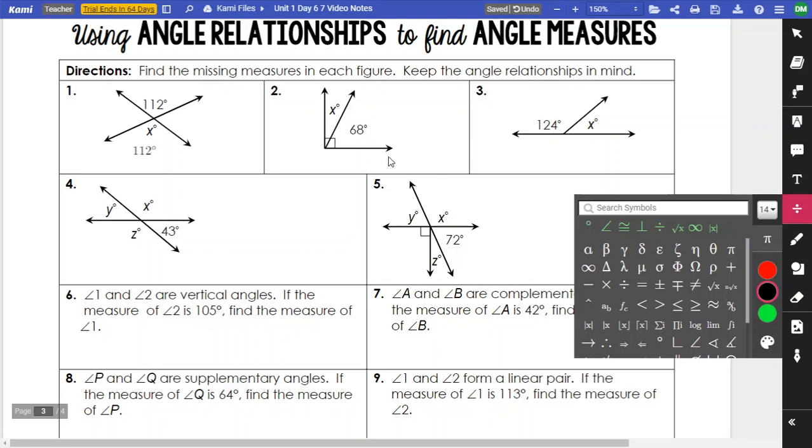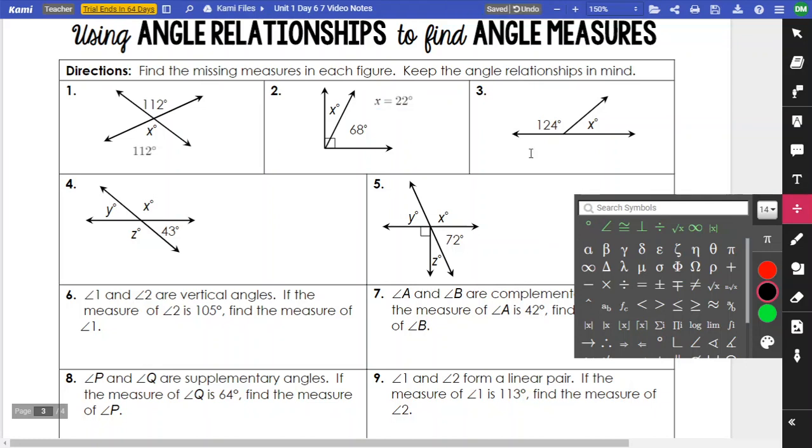Let's move on to number 2. So what looks important in this diagram? All right, we've got this right angle right here, which means that we have a couple of complementary angles by the angle addition postulate. So we know that 90 minus 68 degrees is going to be equal to whatever our x is. So 90 minus 68 is going to be 22. So our x is 22 degrees.